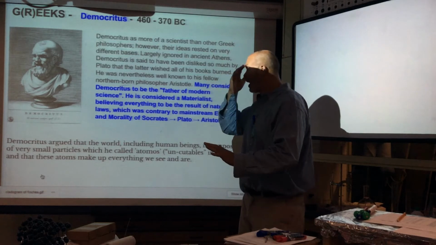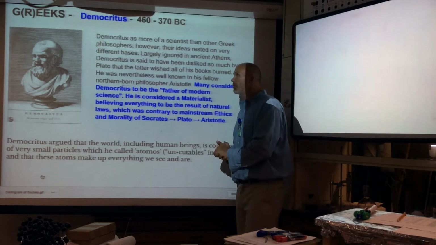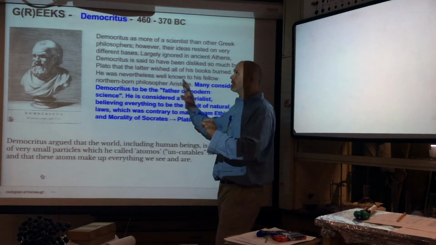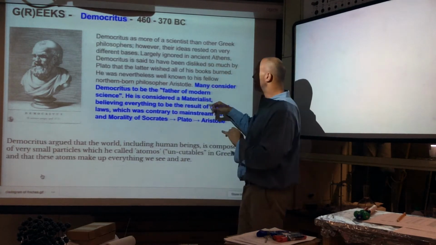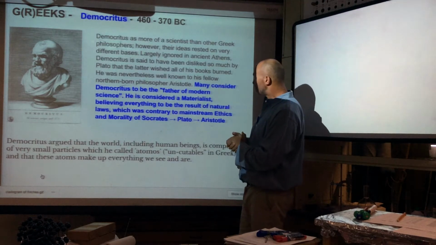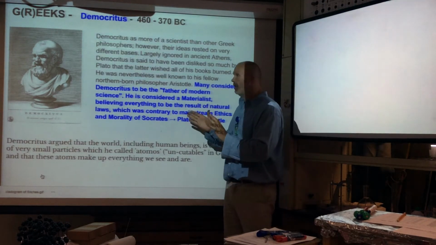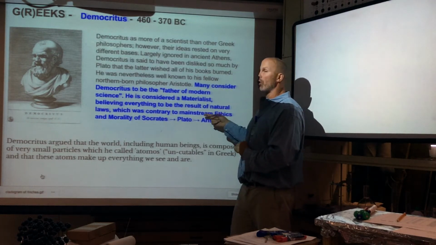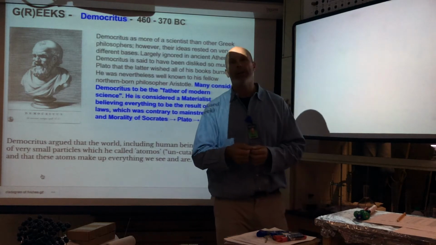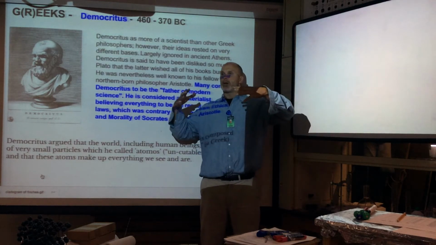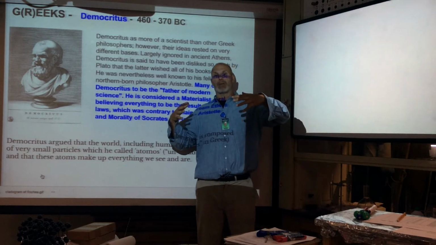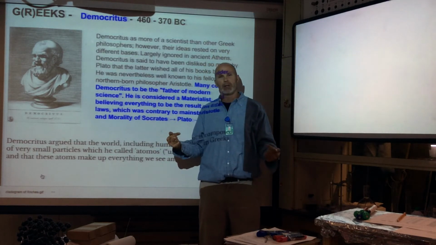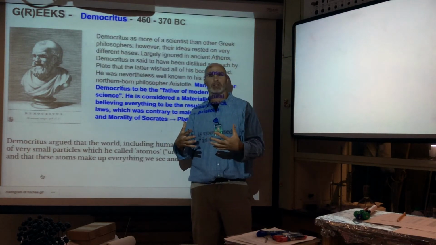Okay, so let's start with Democritus. We're starting with the Greeks, and we're talking about the philosophical differences between two contemporaries. Democritus was, they said, a materialistic thinker, more importantly, in that he basically believed that everything is a result of natural laws. So his philosophy was centered around the fact that we are here because the laws of physics, or the laws of the universe, are allowing life to exist.